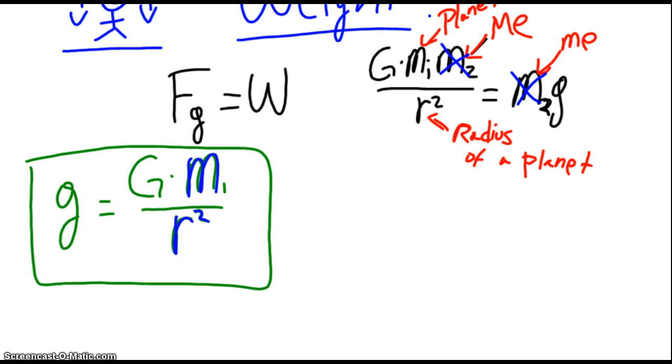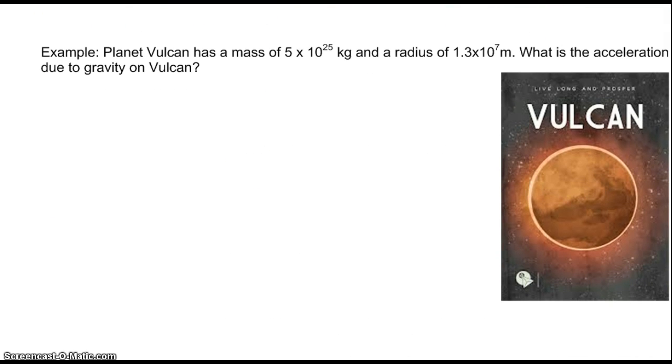So, if we're given the mass and the radius of a planet, we can solve for the gravity on that planet. So for example, if we were given the mass and the radius of the moon, we could solve for the gravity of the moon. Or if we were given the mass and radius of planet Vulcan, we could solve for the gravity of Vulcan. So let's go ahead and do this problem. Planet Vulcan has a mass of 5 times 10 to the 25th kilograms and a radius of 1.3 times 10 to the 7 meters. We want to know, what is the acceleration due to gravity on Vulcan? Namely, we want to solve for what is gravity on Vulcan.